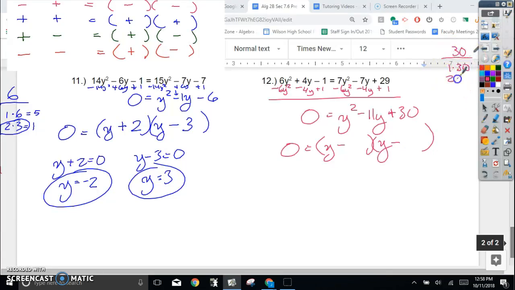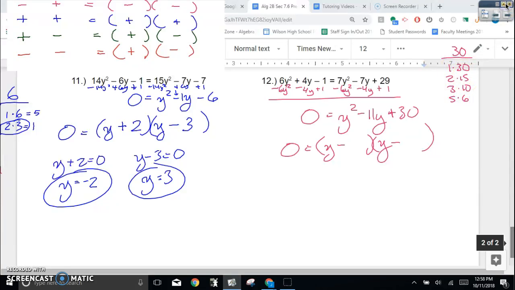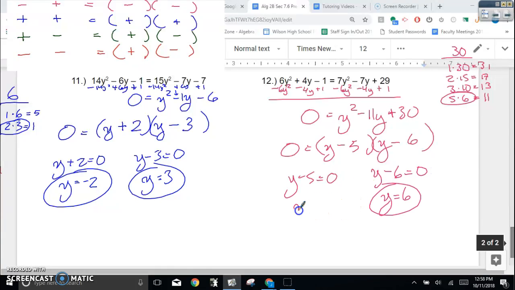I think we did this earlier, so I'm just going to keep going here. 1 times 30, 2 times 15, 3 times 10, and 5 times 6. Signs are the same, so these will give me a sum of 11, 13, 17, and 31. We're looking for 11. So 5 and 6. So y minus 5 is equal to 0, and y minus 6 is equal to 0. That quick check still works up top there. Now this check here is what I'm referring to. Negative 5 times negative 6 is 30. Negative 5 plus negative 6 is negative 11.